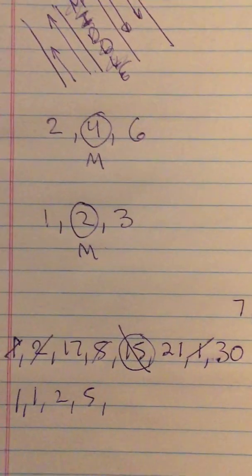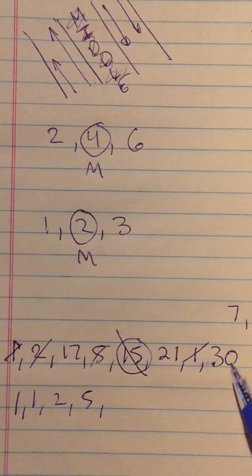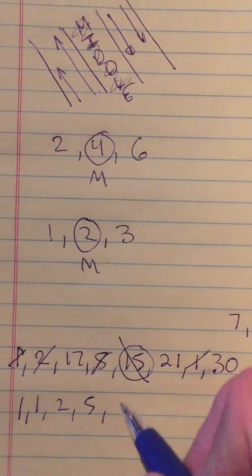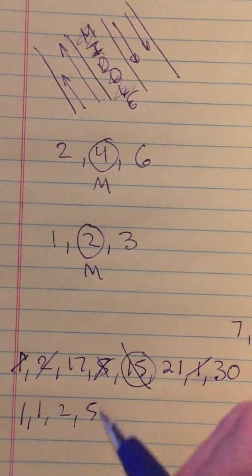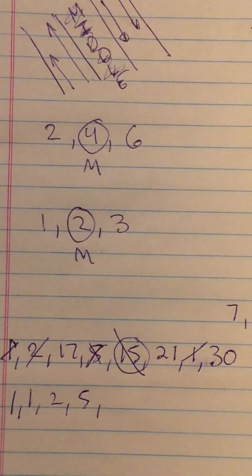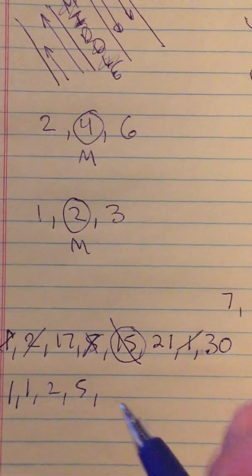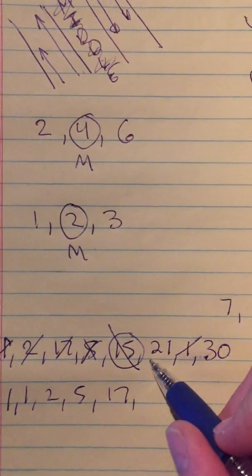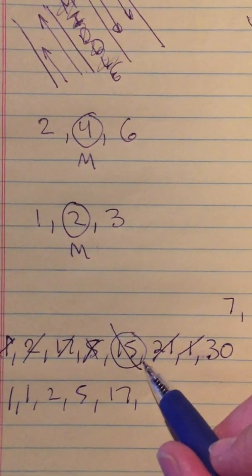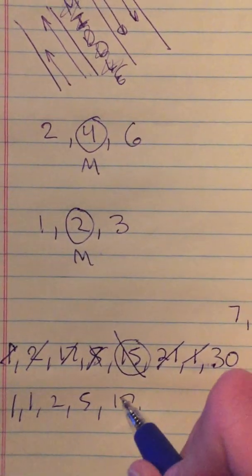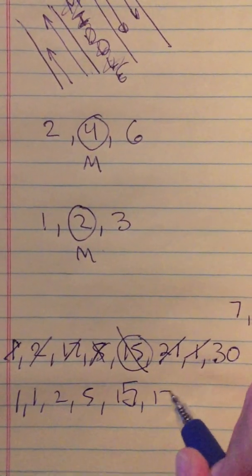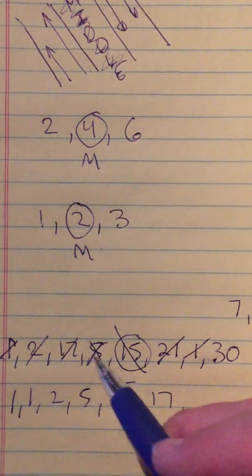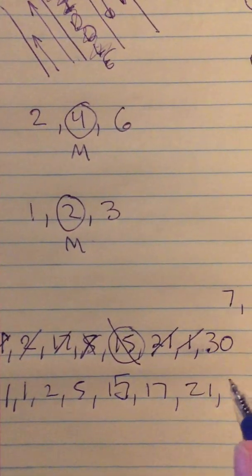5. What else we got here, boys and girls? Next is going to be an 8. Oh no, that was a 5 that I crossed out. That's not an 8. So the next highest number is going to be 17. And the next one after that's going to be a 20. Ooh. That 15 I crossed out saying it wasn't the middle. Haha. So 15, 17, 21, 30.